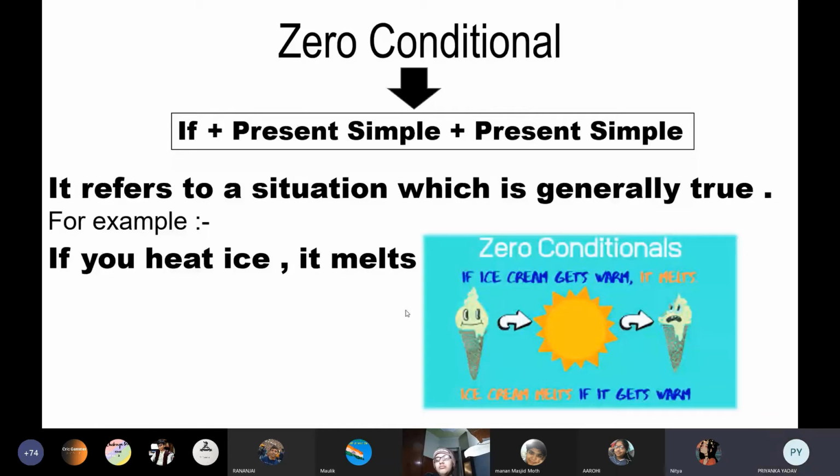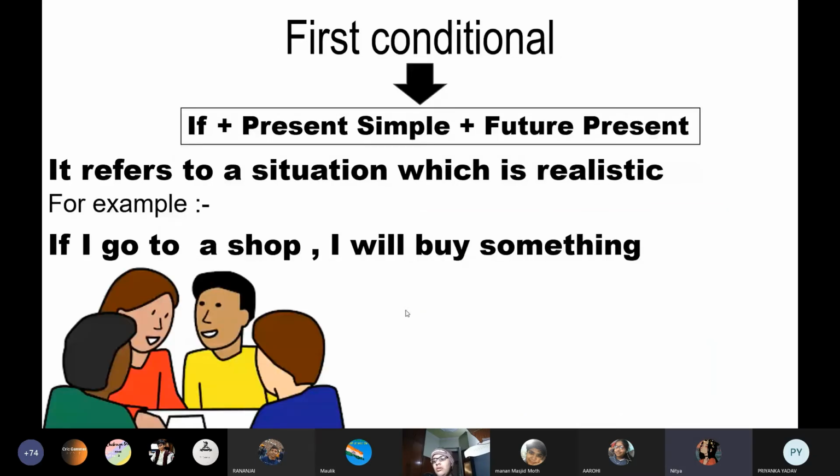First conditional. It refers to a situation which is realistic or a possible condition and its likely result. For example, if you study hard, you will pass the exam. These sentences are used for high possibility of something happening. As I said, if I study hard, I'll pass the test. It's not guaranteed, but it is very likely to happen. And that is a first conditional. All you have to do is remember that these sentences are used to talk about things that have a high chance of happening. Exactly. Very true.